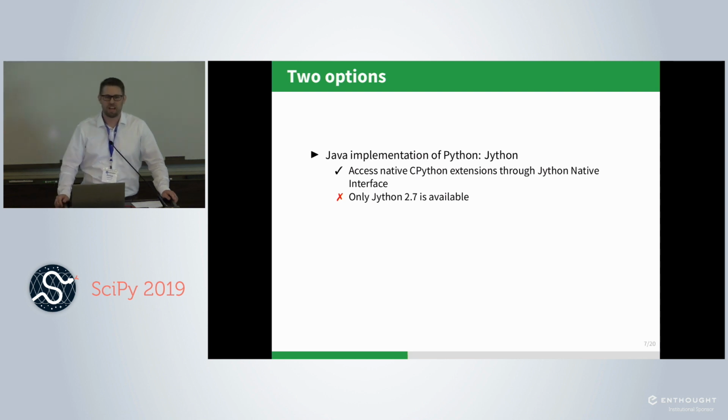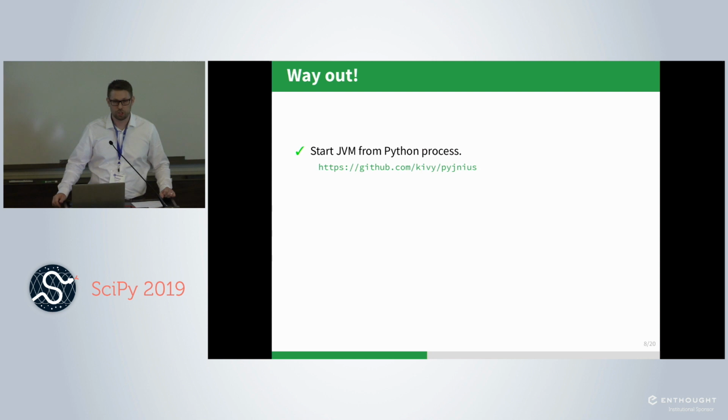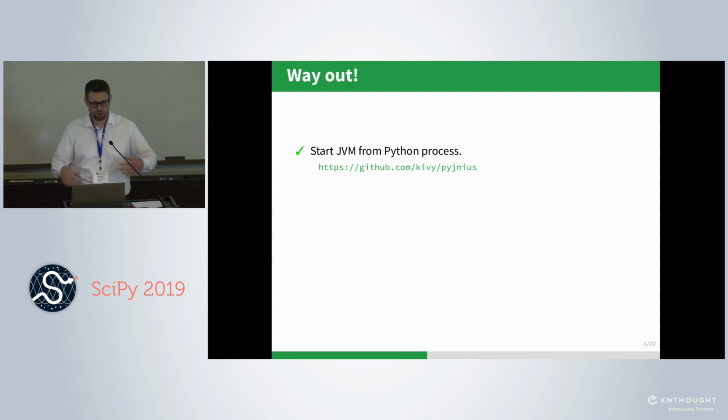And Python 3 development seems to have stalled because there's not enough support in the community or industrial support. So unfortunately, that's not a way that we can go. Instead, I decided to start Java from within a Python process. In order for that to be possible, we first need to have a way to start the JVM within the Python process and then also expose methods and Java objects to the Python interpreter and user who wants to call them.